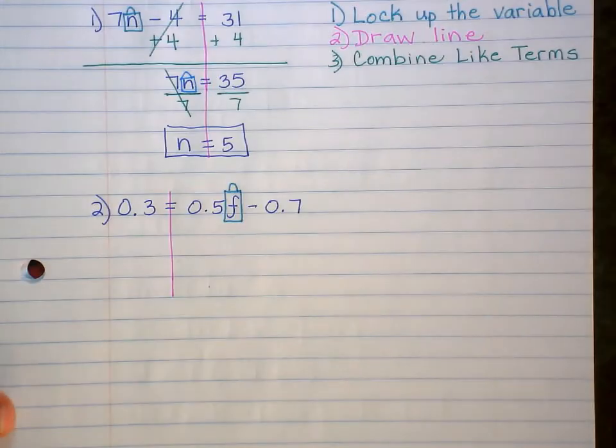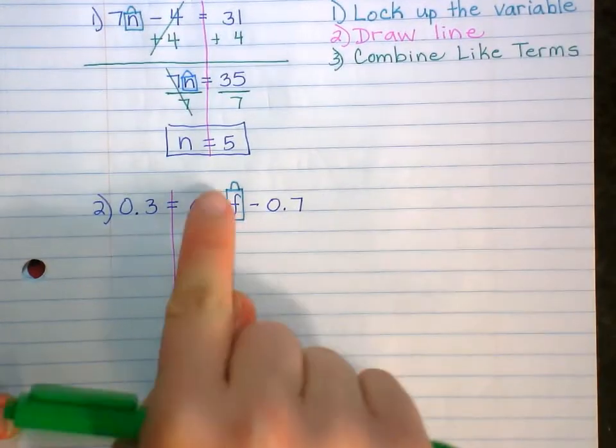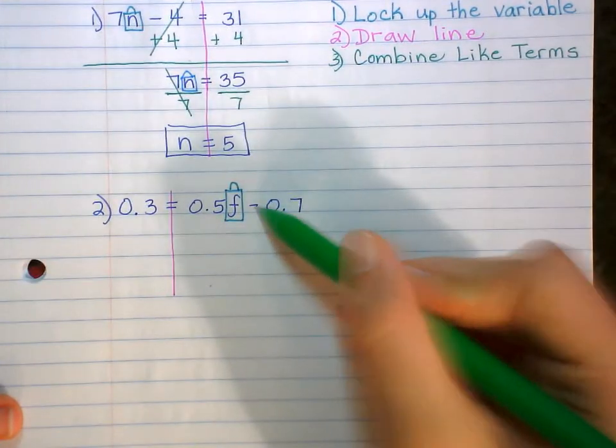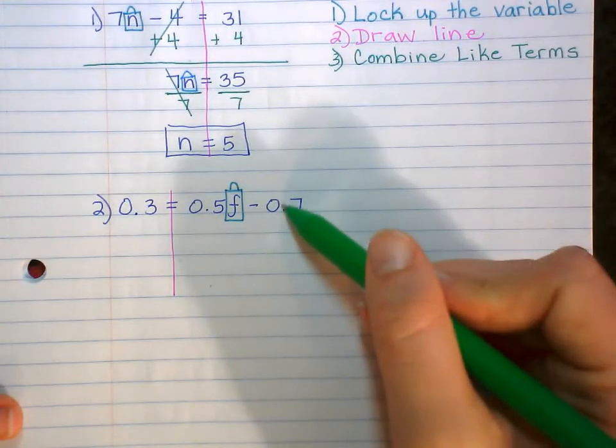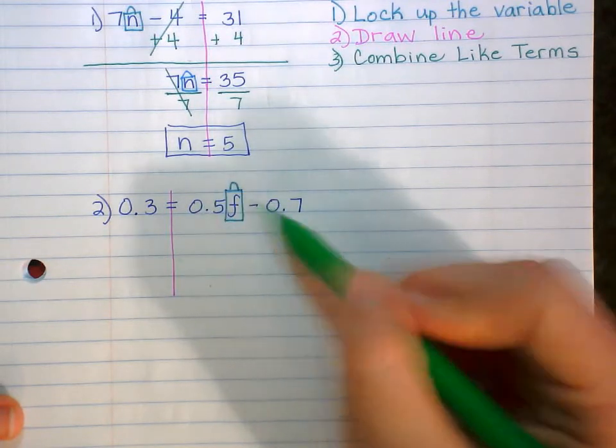Step 3, combine like terms. So we want to get the variable with the coefficient. We need to get this by itself. So we need to get this negative or minus 0.7 away from the f. That f is in jail. We need to get it away from the variable.